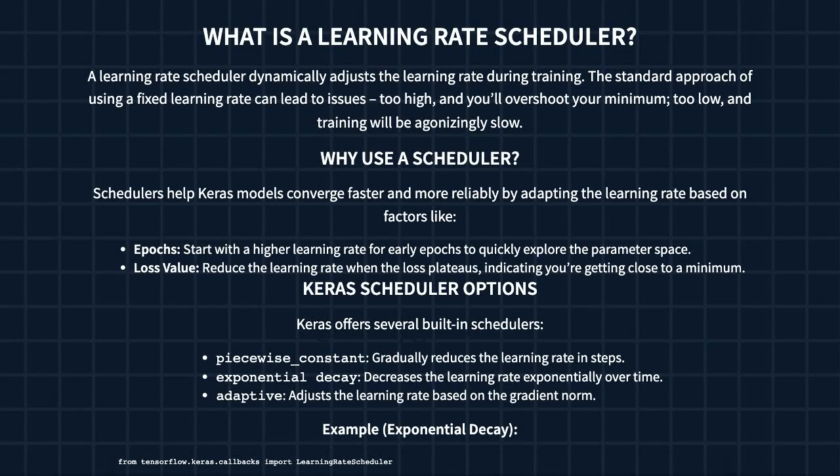Okay, let's talk about learning rate schedulers. Think of your model's learning process like trying to find the bottom of a valley. You don't want to overshoot and bounce around wildly. A fixed learning rate can be problematic for that. So, what's a learning rate scheduler? It's essentially a way to dynamically adjust how quickly your model learns as it trains. Instead of using the same learning rate throughout, we change it based on things like how many epochs you've gone through or even the value of your loss. Schedulers can help your model converge faster and more reliably by making those adjustments. Keras provides a few built-in options like decreasing the learning rate in steps, decaying it over time, or adapting it to the gradient size. You pass the scheduler as a callback during training, and you'll see improvements in training speed and stability.